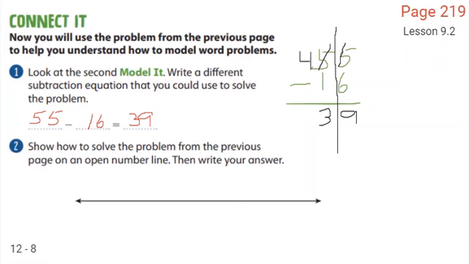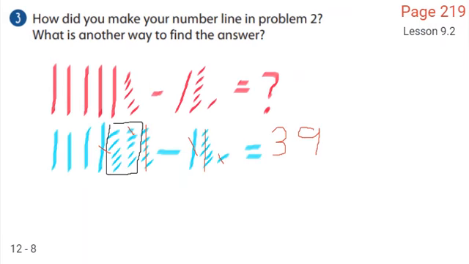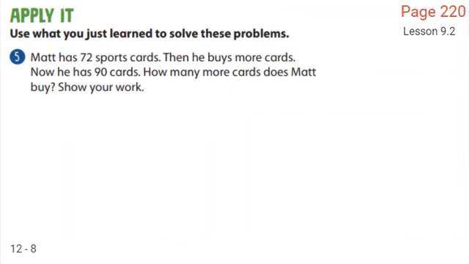Same answer. So there's multiple ways to validate your answer. There's multiple ways to come up with an answer to complete these problems. I want you to find the strategy and the model that works for you.